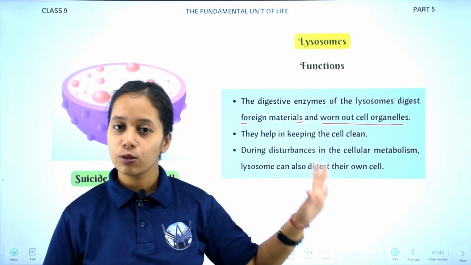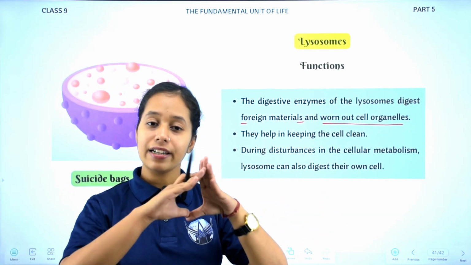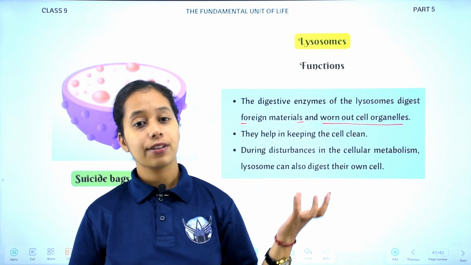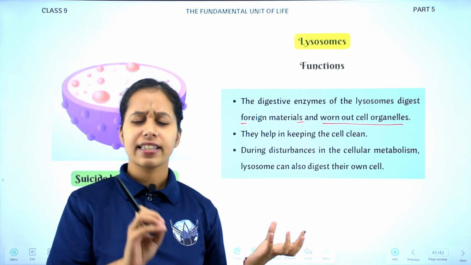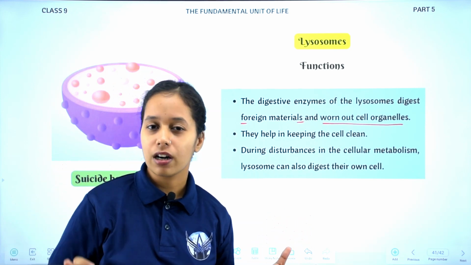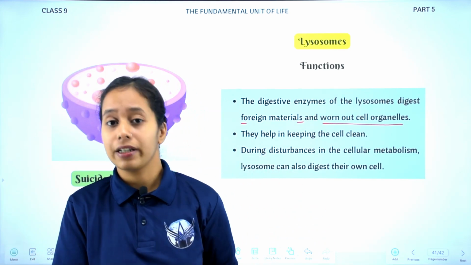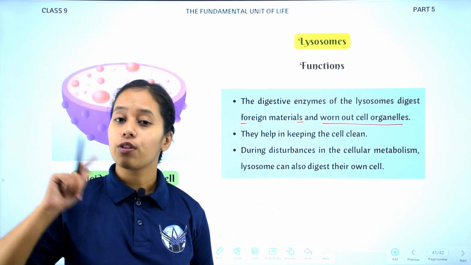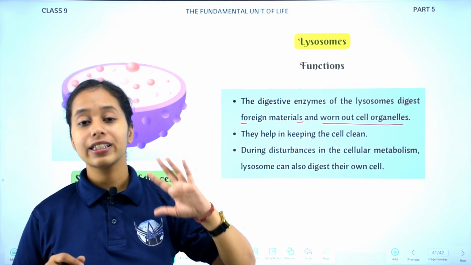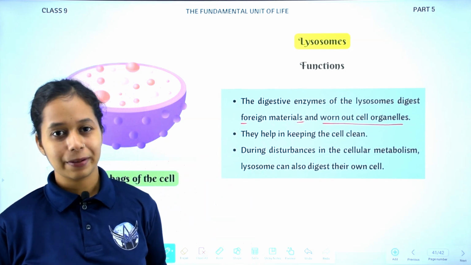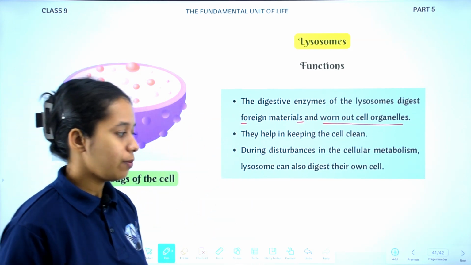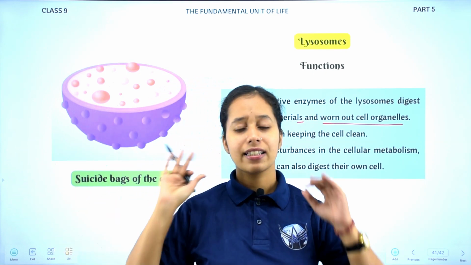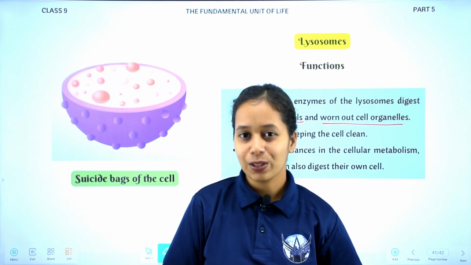So we can conclude lysosomes are membrane bound sac-like structures. Inside we have digestive enzymes. These digestive enzymes are so powerful that they can eat up their own parent cell as well, and the main function is that it digests foreign materials and helps to keep the cell clean. So this is all about lysosomes, and that was all about the Golgi apparatus that we studied. This is all that we will be studying in today's class.